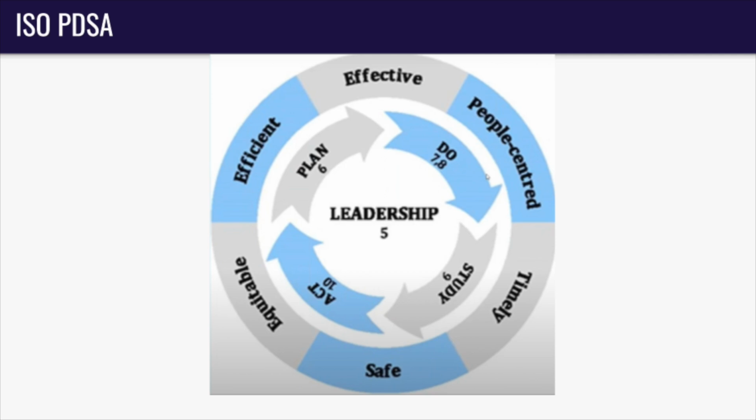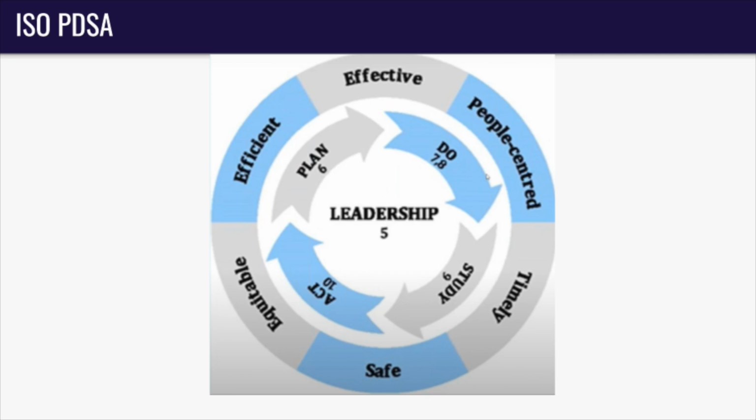Plan. This is the first step of the PDSA. It is about establishing healthcare quality objectives and processes needed to deliver results in accordance with the healthcare quality policy of the organization. The sixth clause of ISO 7101 is about plan, and we will discuss it at the right moment, of course. Then do, the second stage, is about implementing what has been planned earlier. Clauses 7 and 8 of the standard, which are called support and operation, are about this second stage of the PDSA.